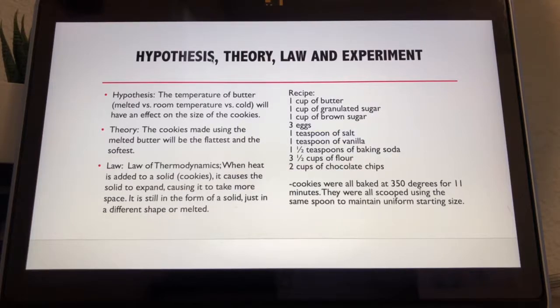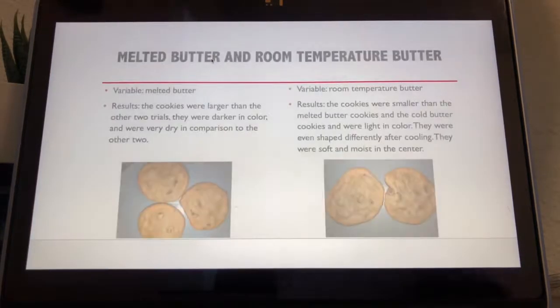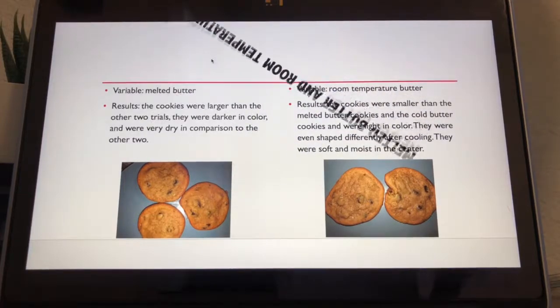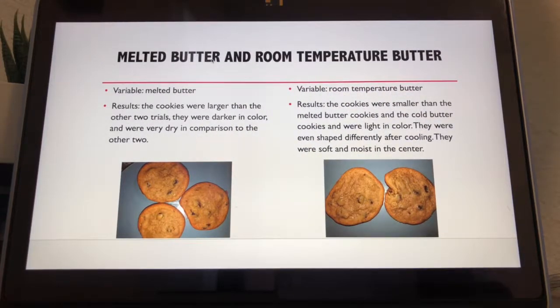And law, which is the law of thermodynamics, when heat is added to a solid, which the solid for my case is cookies, it causes a solid to expand, causing it to take more space. It is still in the form of a solid, but in a different shape or even melted. And then all cookies, of course, were cooked at 350 degrees for 11 minutes. And I did use the same size spoon to keep them in the same shape and same form.